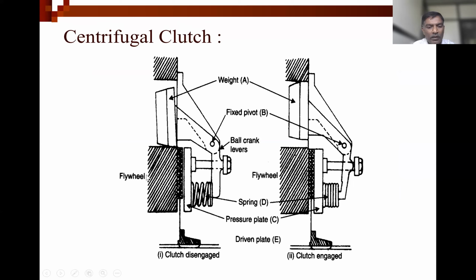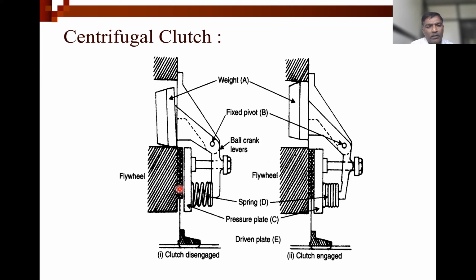So flywheel, then friction plate and pressure plate, right? So you can see the schematic of the centrifugal clutch. By its name, you can understand on which principle it is going to work. So let us see first the construction.